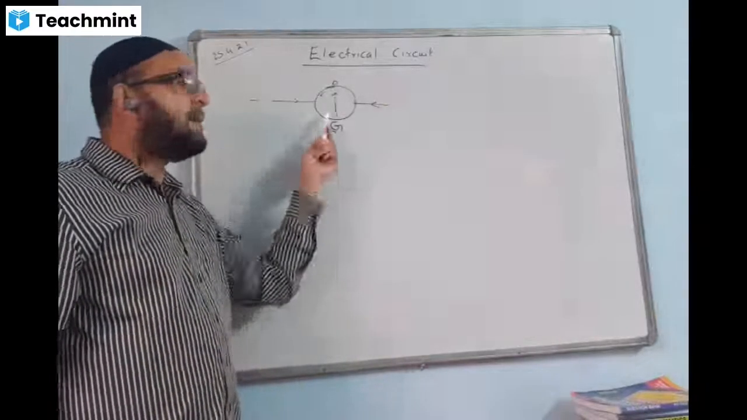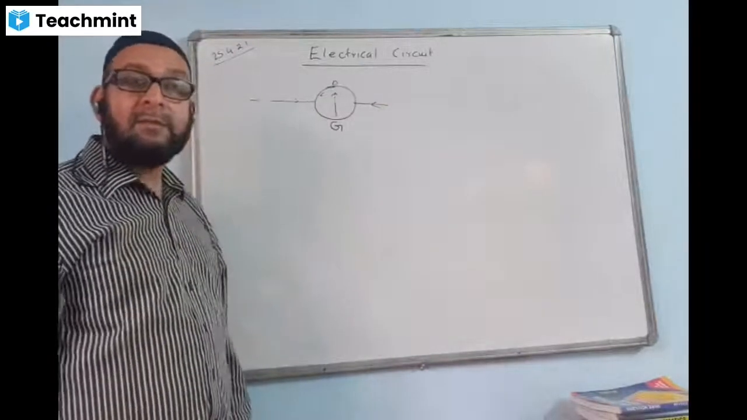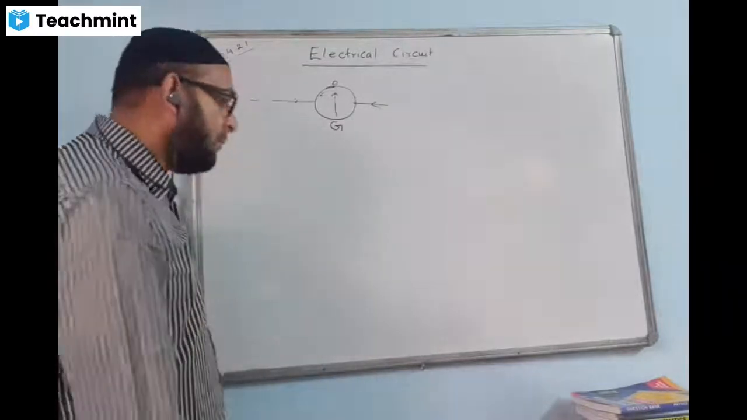The galvanometer is a device or an instrument which detects the current and it gives the direction of current. That is the only use of galvanometer.